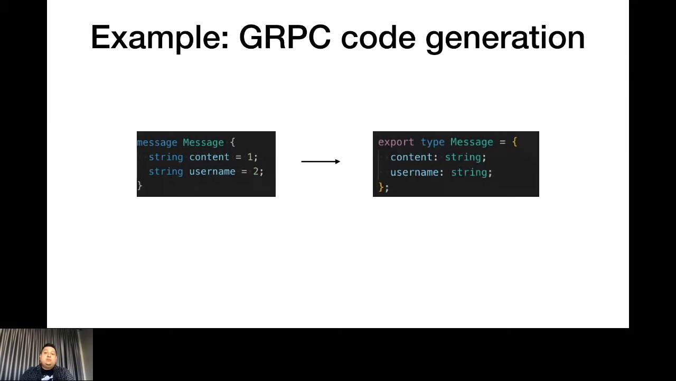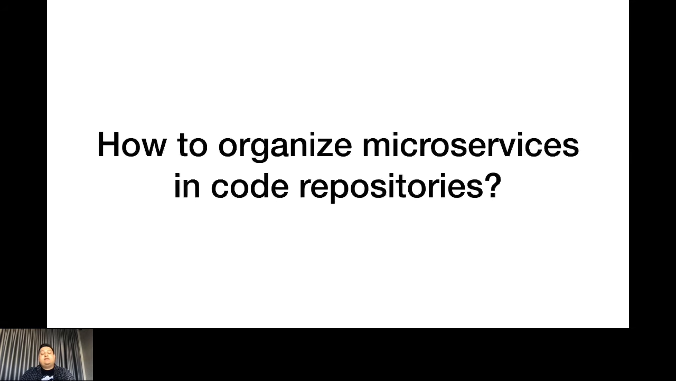So the bullet points here are: define contracts, don't be afraid to define standards, and try to build tooling around that, which will allow you to progress faster when it comes to microservices. But also one important thing is how to organize microservices in code repositories.